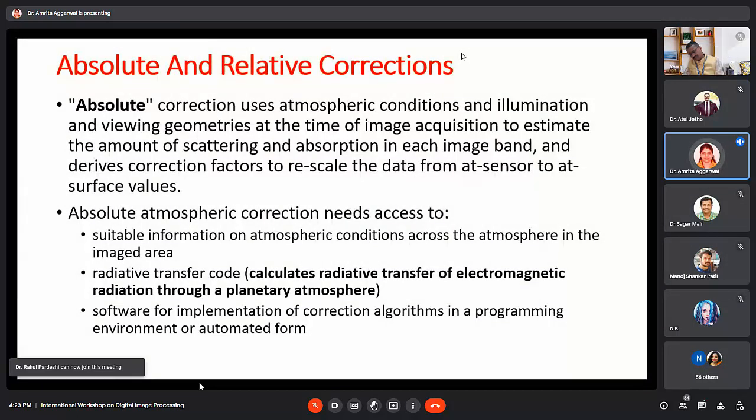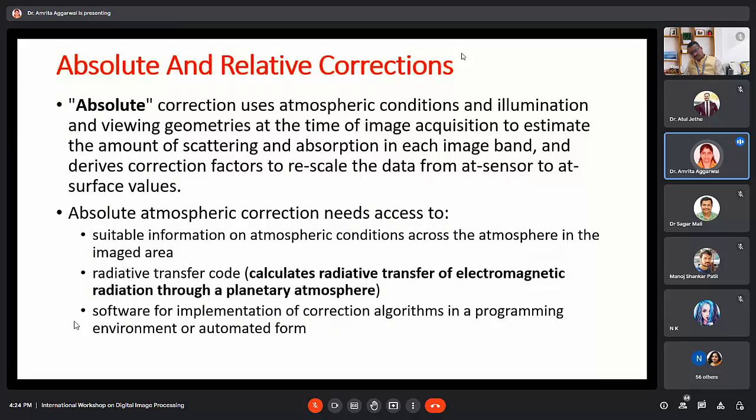Then there is something called a radiative transfer code. What is this radiative transfer code? Has anyone heard of it before? Okay, see, the definition is written here. It calculates the radiative transfer of electromagnetic radiation through a planetary atmosphere. What does it basically mean?